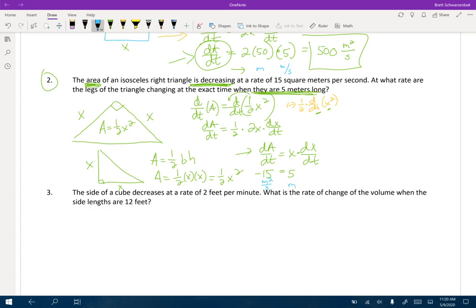And what are they trying to find? It says at what rate are the legs of the triangle changing? Well, what variable represents the legs? x. So if it's changing, it's dx/dt, which is going to be our missing variable. Okay, so we solve for dx/dt on our right side by dividing both sides by 5, and we're going to get -3 as a result.